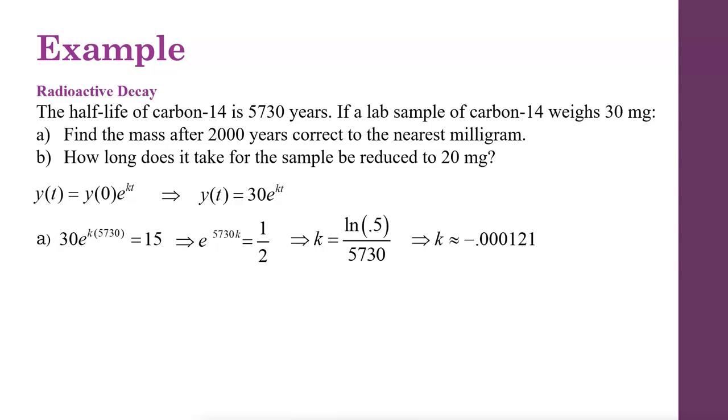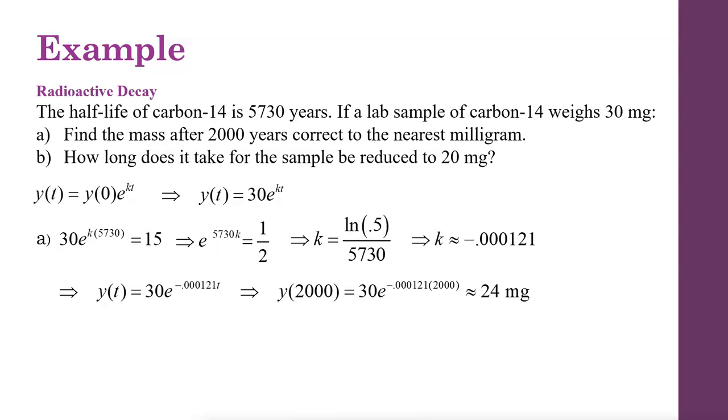Right, so this gives us the ability to complete our equation we started with. So we had y of t equals 30 e to the kt, and now we know what k is. So this equation is going to turn into y of t equals 30 e to the negative 0.000121 t. And now we can figure out the size of the sample after 2,000 years by plugging 2,000 for our t. And that 30 e to the negative 0.000121 times 2,000 is approximately 24 milligrams, to the nearest milligram. All right, so it answers part A of this question.